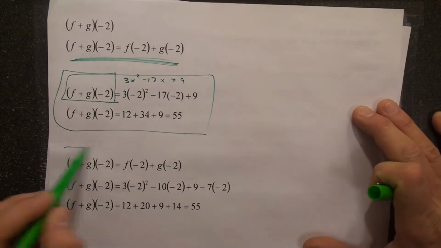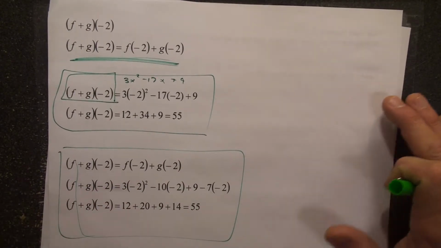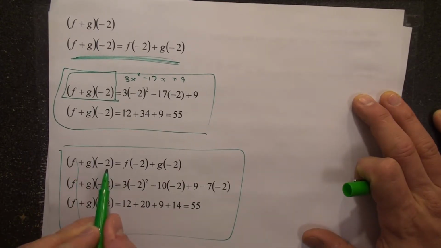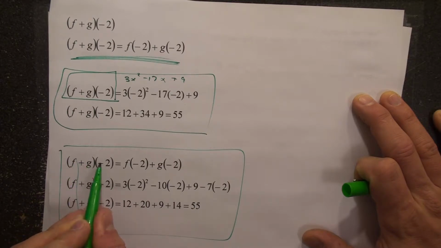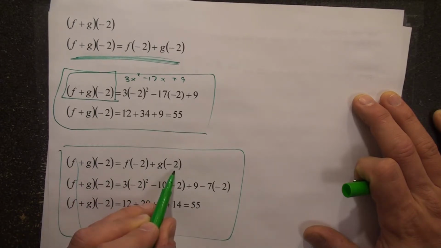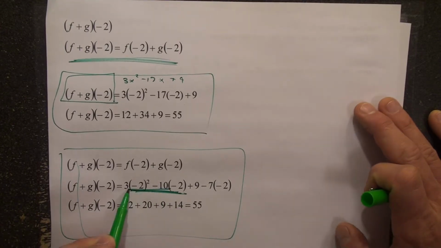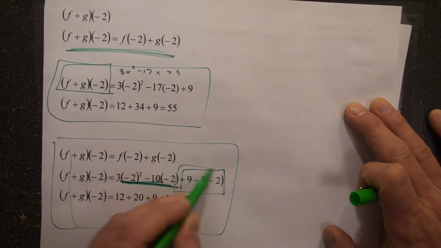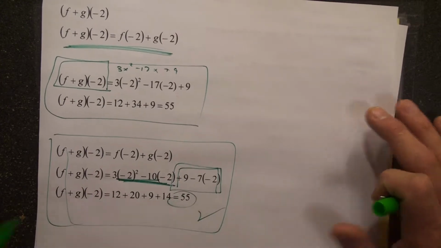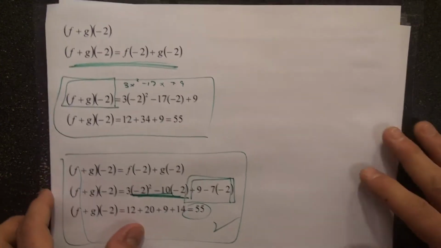Now, the other way to do this would be to plug the negative 2 into each function. So f of negative 2 plus g of negative 2. There's your f of negative 2, which is whatever that is. This is g of negative 2, which is whatever that is. You add it up, you get 55 either way. So I just wanted to show that it doesn't matter what order you do it in.